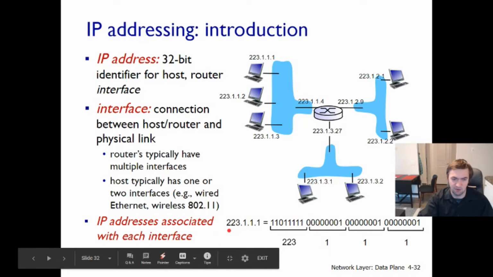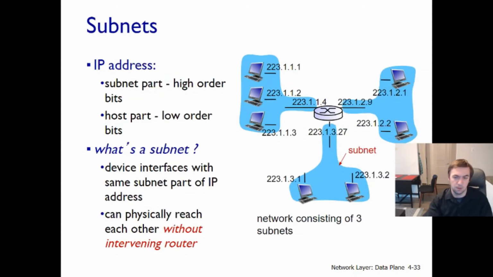So we have 223.1.1.1. This is 8 bits between each point: 8 bits, 8 bits, 8 bits, 8 bits, hence 32 total. If you were to literally write this out as bits, that's how you end up with 11011111, 00000001, and the 1, 1, and 1. That's where all the numbers come from. IPv4 addresses are split into 2 parts: the subnet part and the host part. The subnet part is the high order bits, meaning the ones on the left, and the host part is the low order bits, the ones on the right.